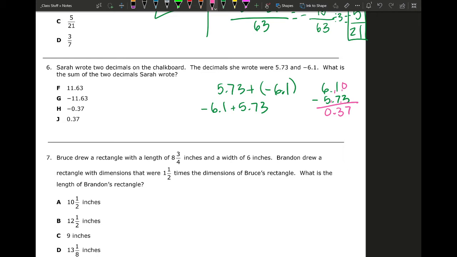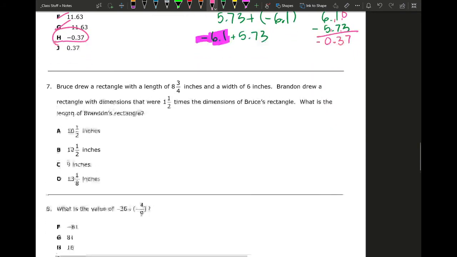$0.37. So that leaves 2 answers. However, we gotta keep the sign of the bigger number. Which one is bigger? 6.1 or 5.73? In this case, the bigger number by itself, without looking at the sign, just the number by itself, is going to be 6.1. The bigger number is going to be 6.1, and that one is negative, so my answer must be negative, which is H. That's how you do those.